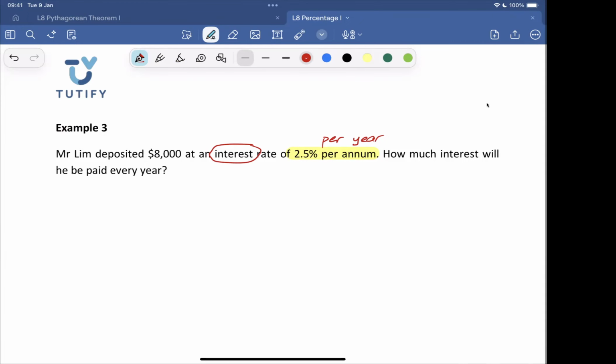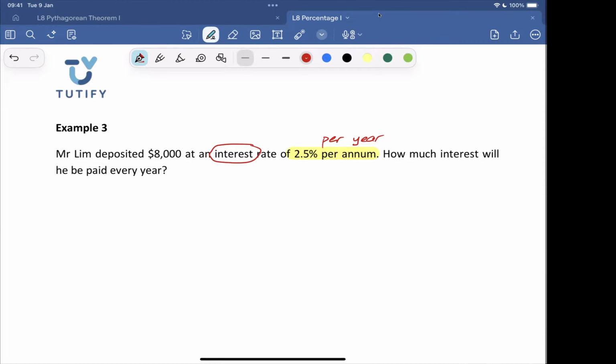Like you get the money. Extra money. Yeah, extra money. Araf, why are you raising your hand? It's not 25%, it's 2.5%. Thank you. 2.5%. 25% is a lot.